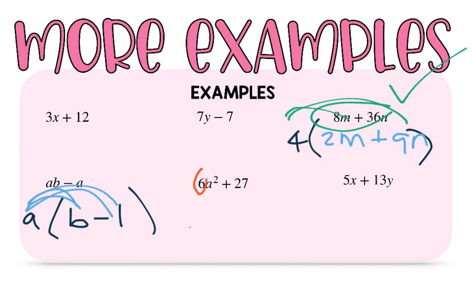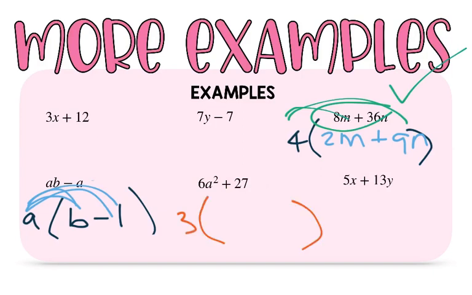Looking at just the numbers, I have 6 and 27. What is the greatest common factor that can come out of both of those? Again, this is where multiplication facts are really, really helpful. So I know 27 does not divide by 6, but I am thinking right now, well, 6 divides by 3, and 27 also divides by 3. So let's take a 3 out from both of those.